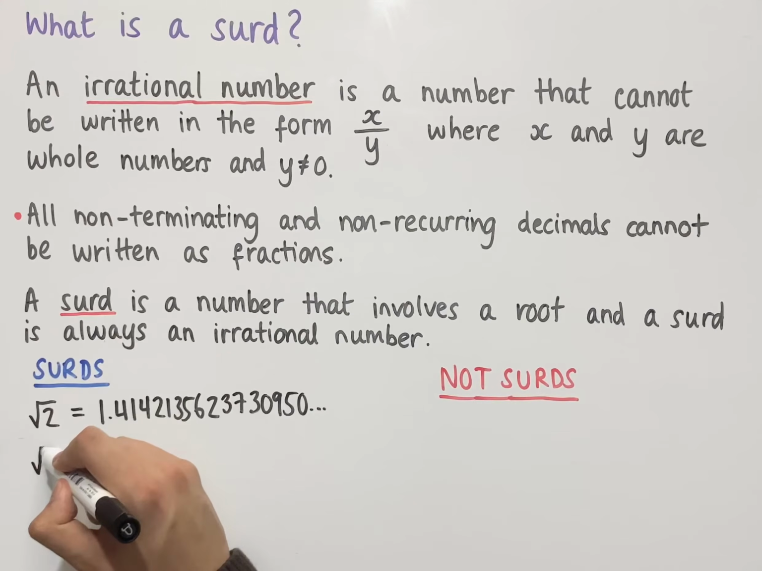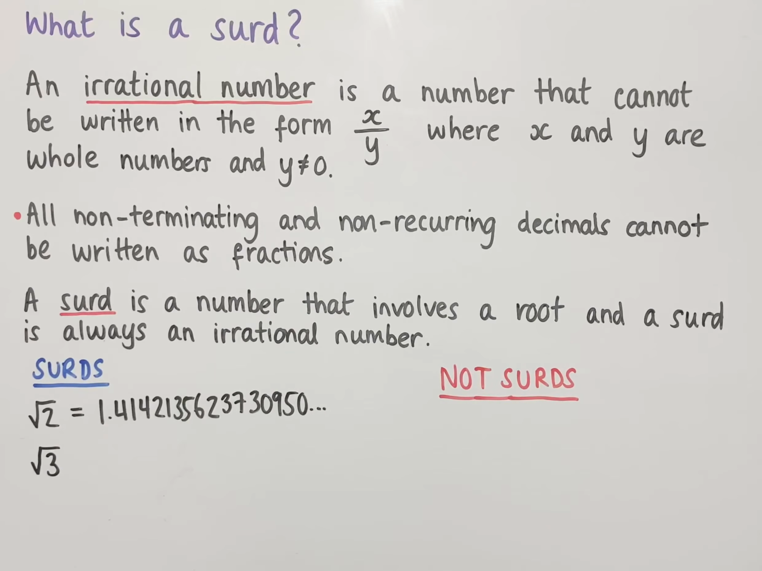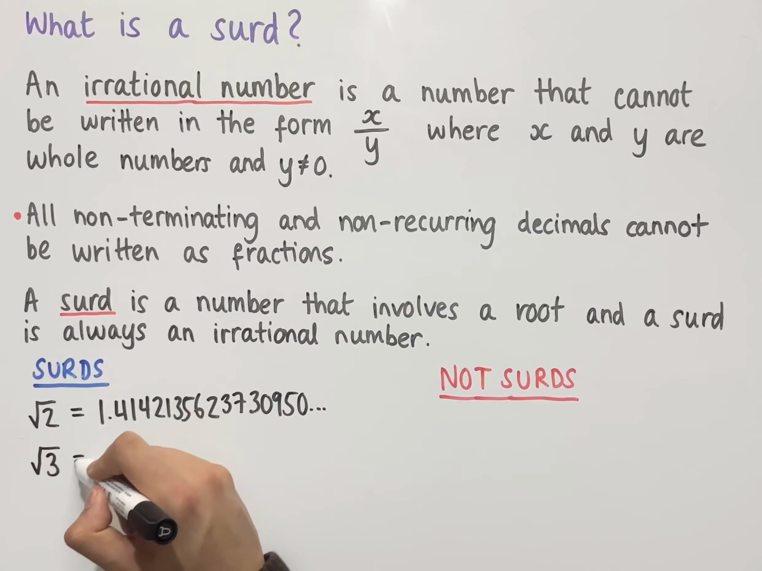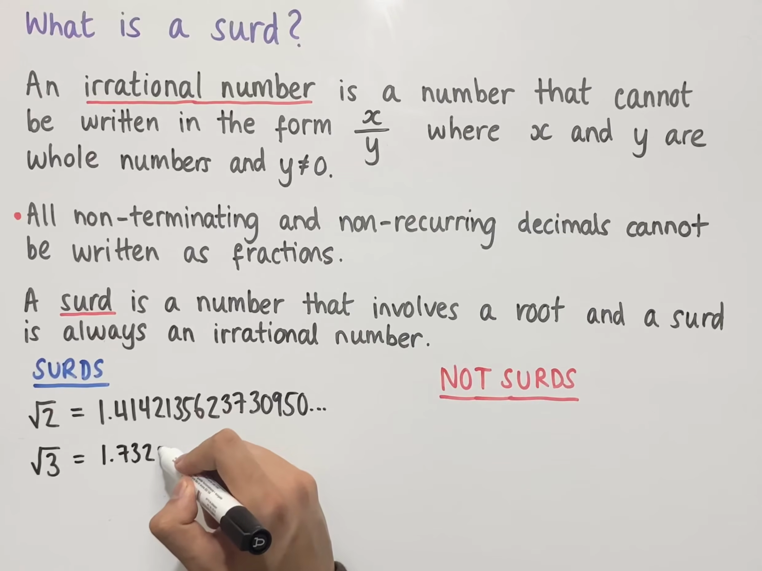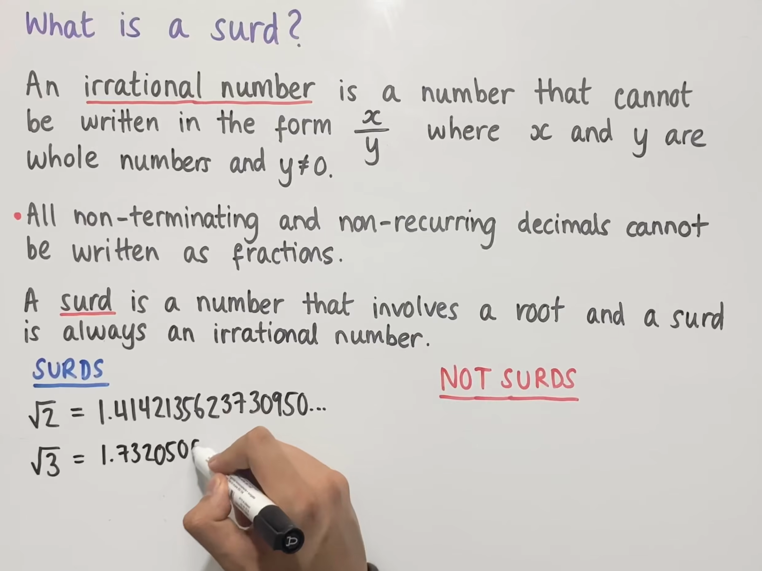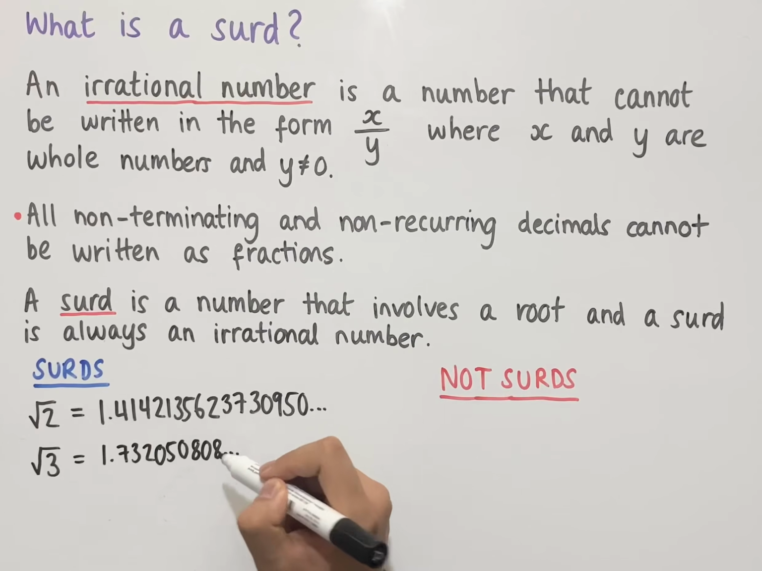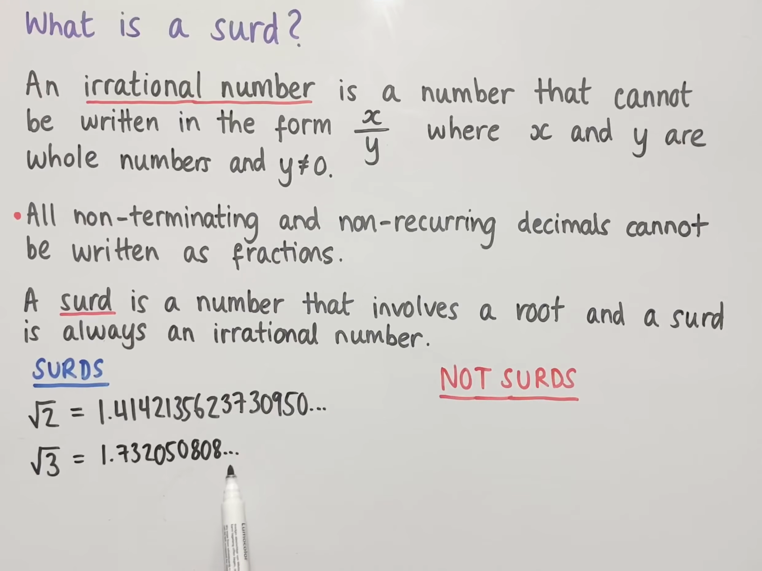Likewise, if we have the square root of 3, this is also a surd, since there's no number that multiplies by itself to give us 3 other than a non-terminating and non-recurring decimal. If we were to put this on a calculator, we would get 1.732050808, and so on. This decimal is non-terminating, goes on forever, and it's non-recurring, and so therefore it can't be written as a fraction. And so the square root of 3 is a surd.